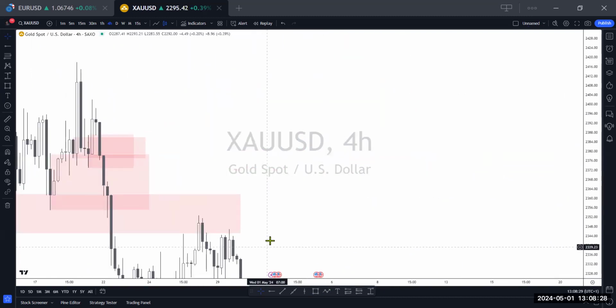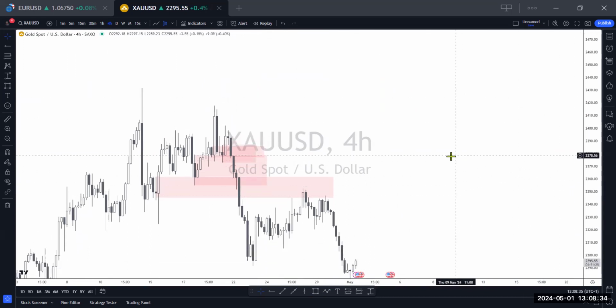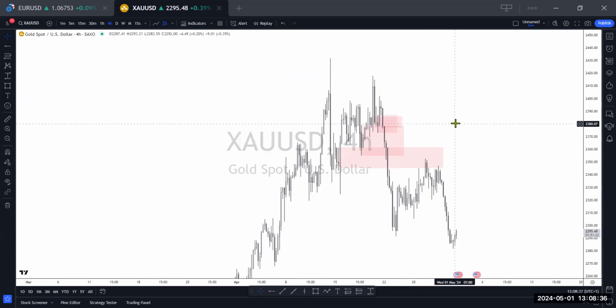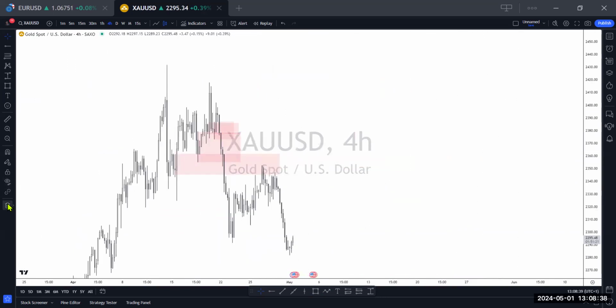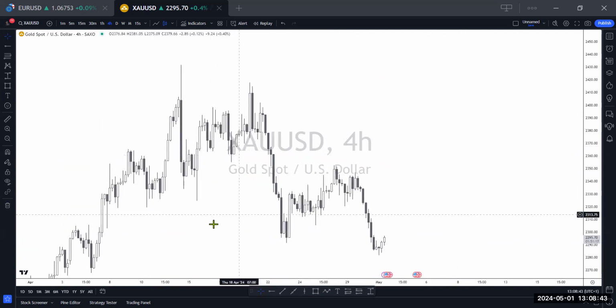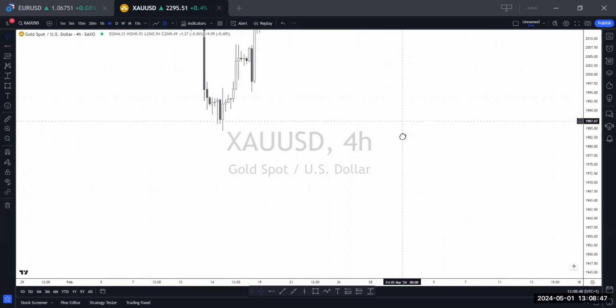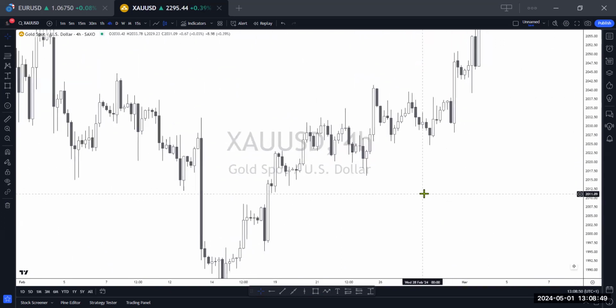So when an H4 engulfing fails or a daily engulfing fails, it is giving you a hint that there is a change in storyline. It could be the same thing for the bullish scenario. When we wanted to start buying, see what happened.